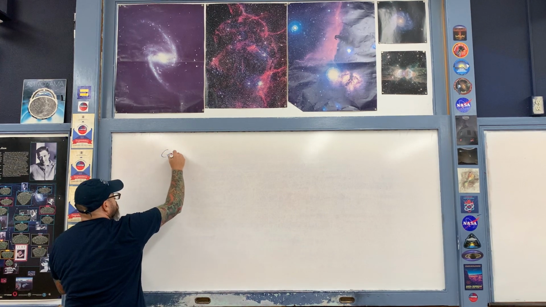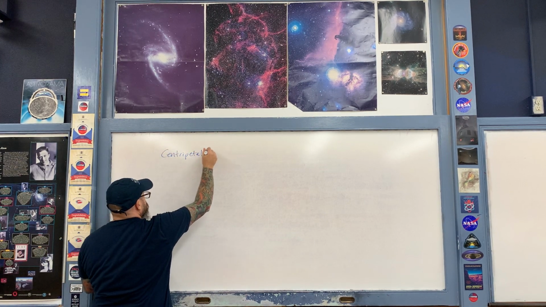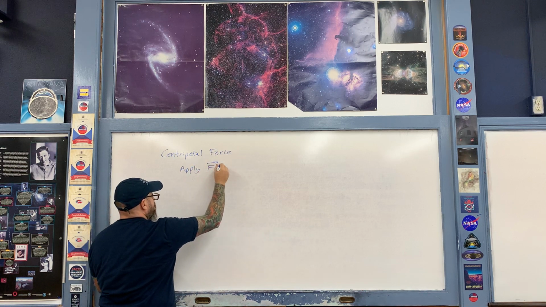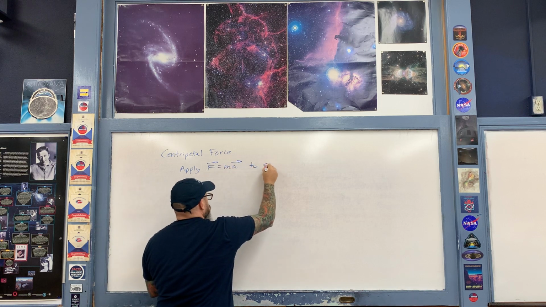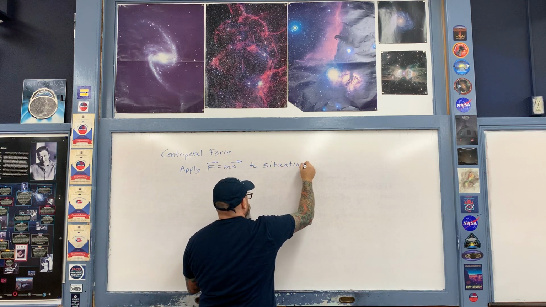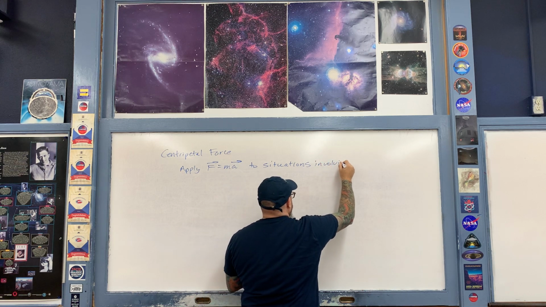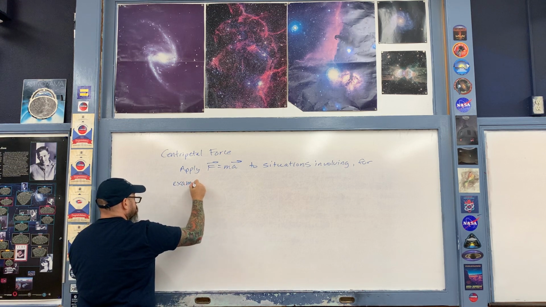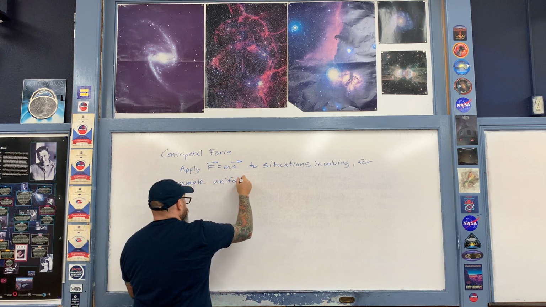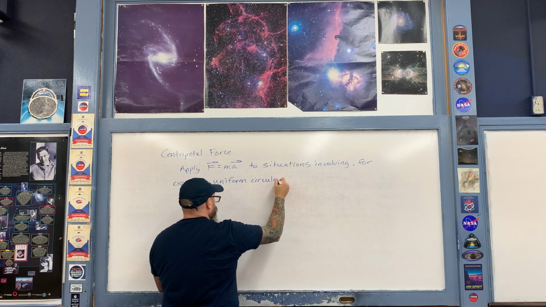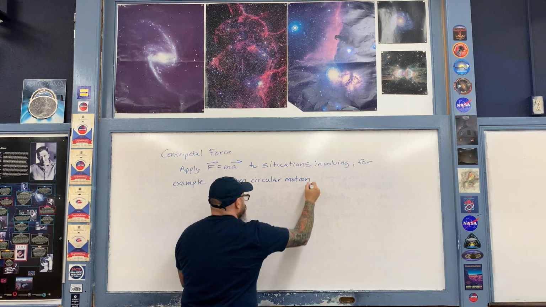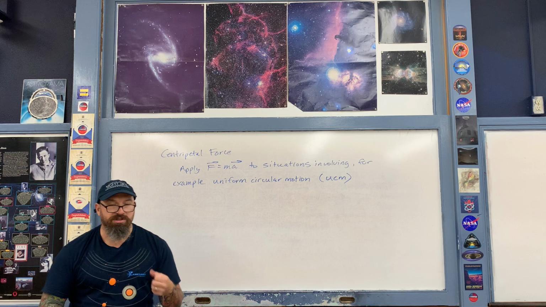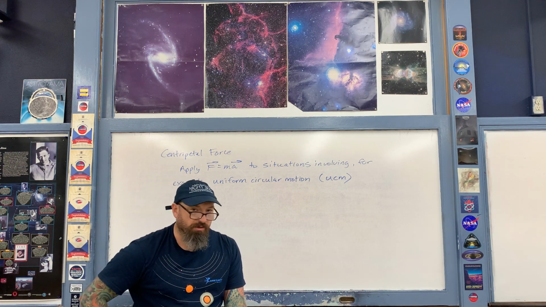Okay, so what is called centripetal force? Well, what we're going to do is apply F equals ma to situations involving, for example, uniform circular motion. Okay, uniform circular motion, by the way, is abbreviated as UCM. So from now on, when you see me write UCM, that means uniform circular motion.